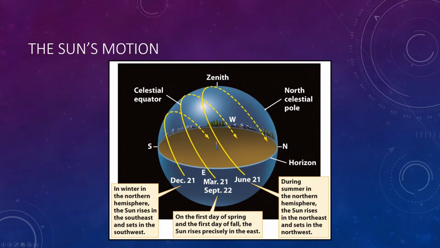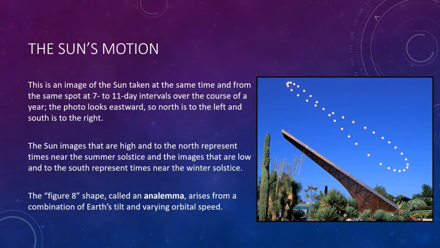So there's a lot of things going on in this image, and it's a great image to refer to, to kind of put everything together. So the image that you see here is a composite photograph that shows images of the sun taken at the same time of morning and from the exact same spot at roughly 7 to 11 day intervals over the course of a year. So these are actual photos, but put together, of the sun over a course of a year. The photo looks eastward, so the north is to the left and south is to the right. So north is over here, south is over here.